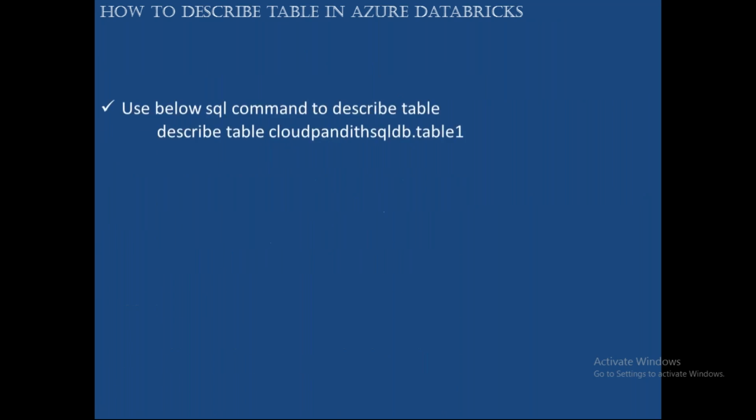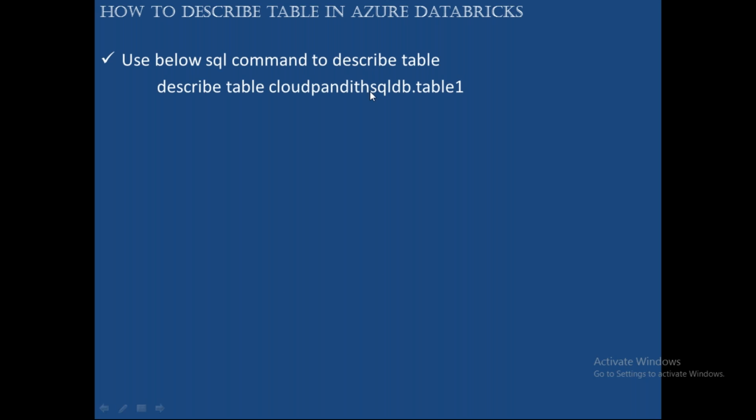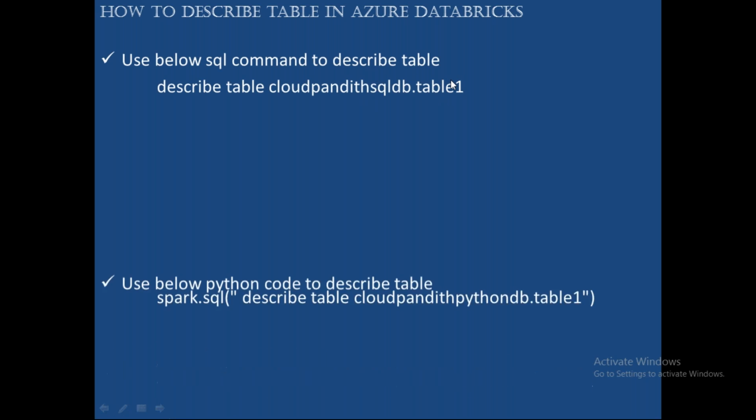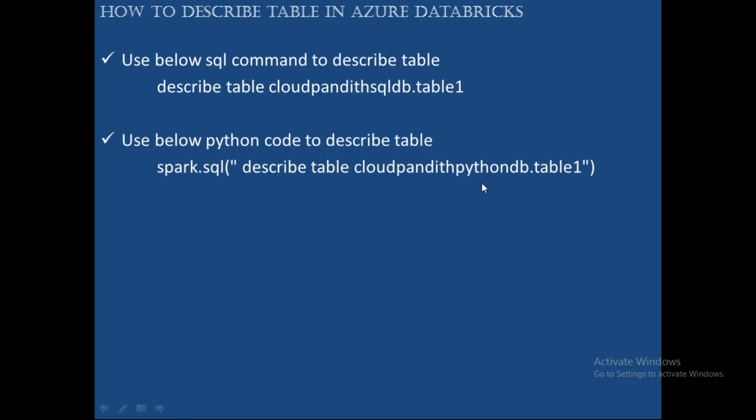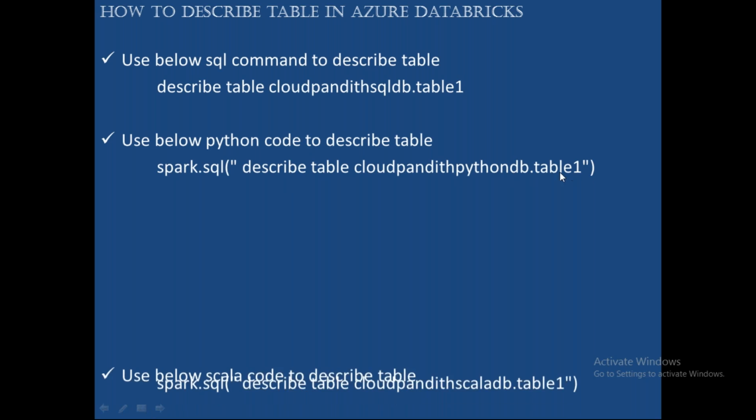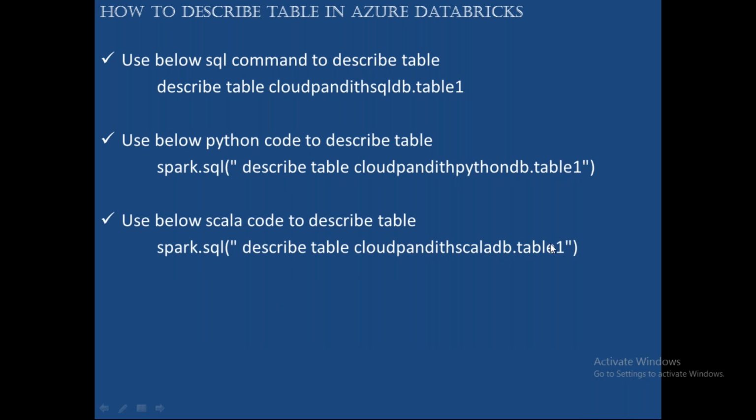Let me go to the next one. So how to describe a table? Same: describe table name. In which database is this table available? Try to mention database dot table name. It will be good to mention the database as well. Describe table database dot table. You just have to pass these two queries in Python and Scala. In Python, if you want to execute this query, you have to pass it to the spark.sql function. The same way, if you want to execute this query in Scala, you just have to pass it to spark.sql.